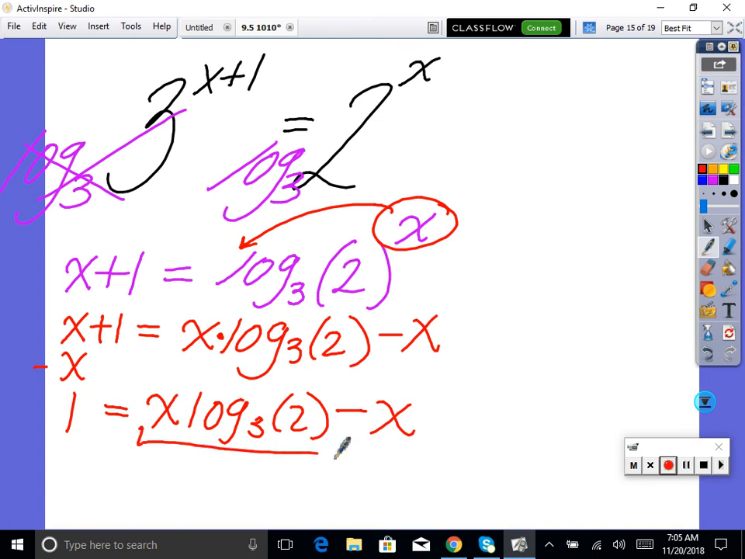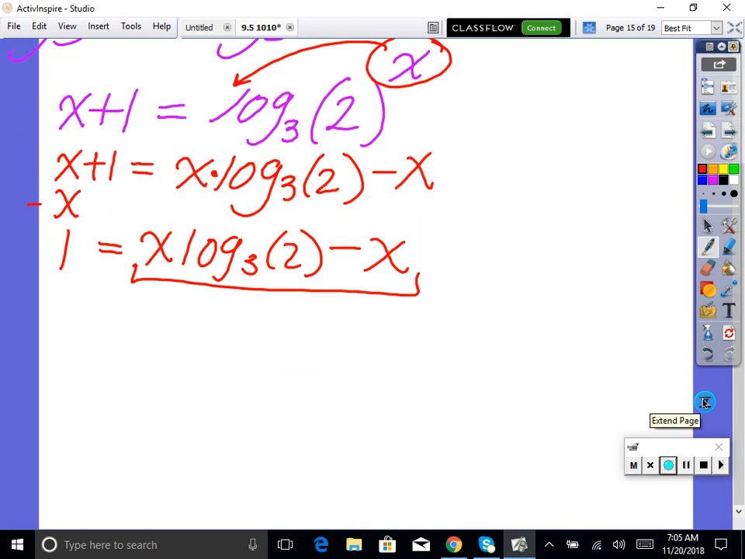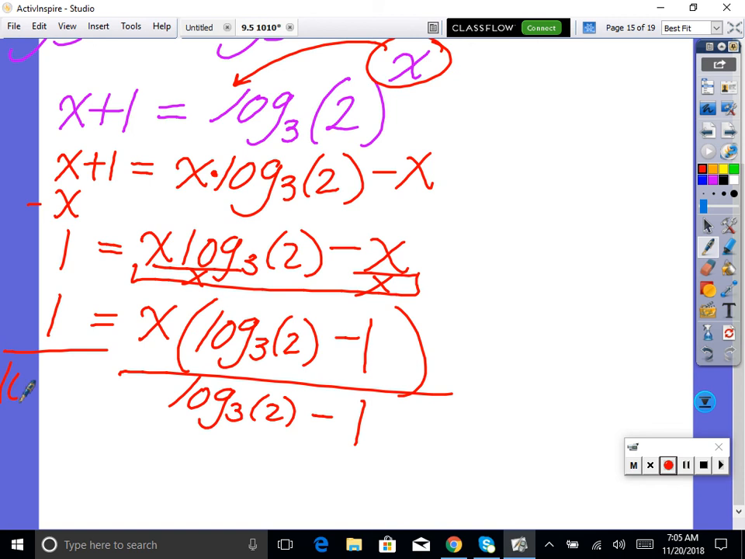Now what can I factor out on the right? An x. So now I can pull out an x and then I'll only have one variable. So now I have 1 is equal to x times, and then left is log to the base 3 of 2 minus 1. And now we have one more step essentially. Yep, divide by that. Divide by log base 3 of 2 minus 1. So now what we have is our answer.